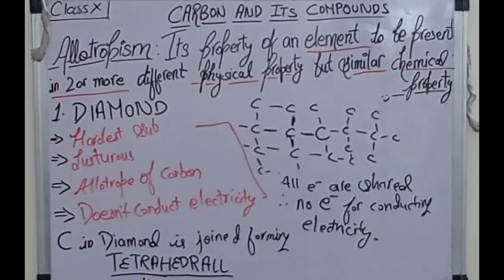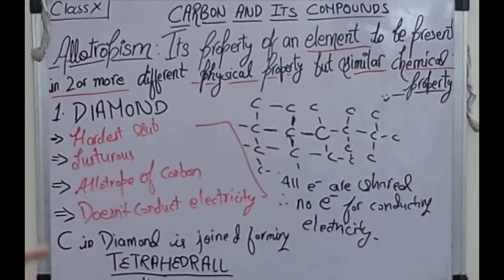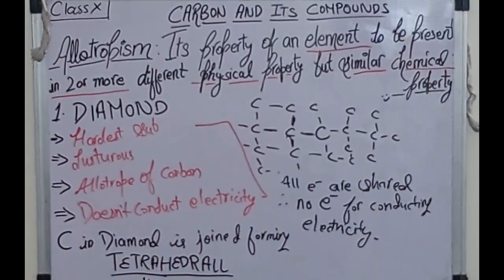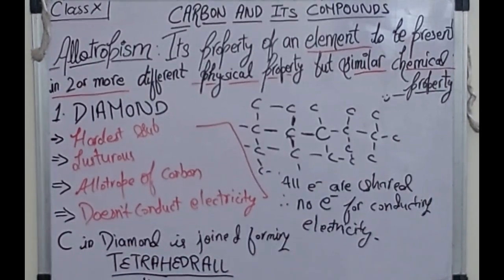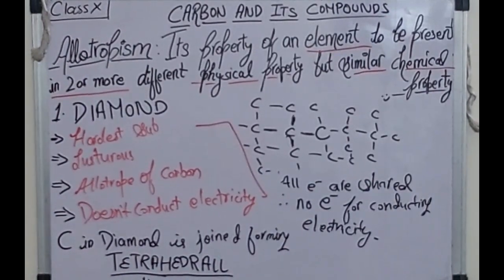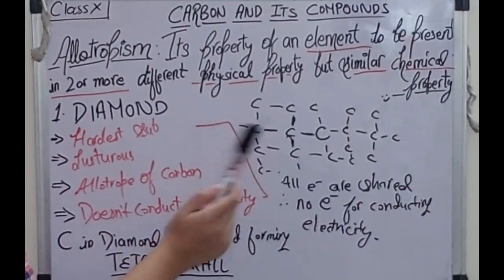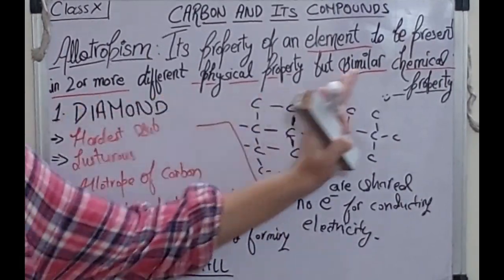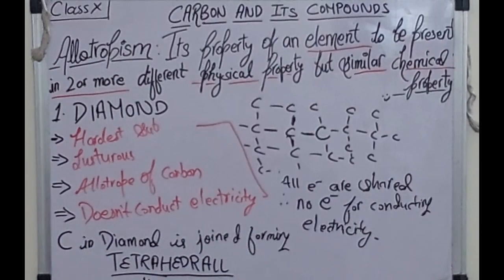Now, a very important word that I think is mentioned in your NCERT textbook also is that carbon in diamond is joined forming a tetrahedral structure. What do I mean by tetrahedral structure? Tetra means 4, means each carbon valency, each carbon electron, is joined with a carbon. Like one carbon has 4 electrons to be shared, and all the 4 electrons are shared with carbon only, and they form something like this. You can refer to your NCERT textbook for a clear diagram.